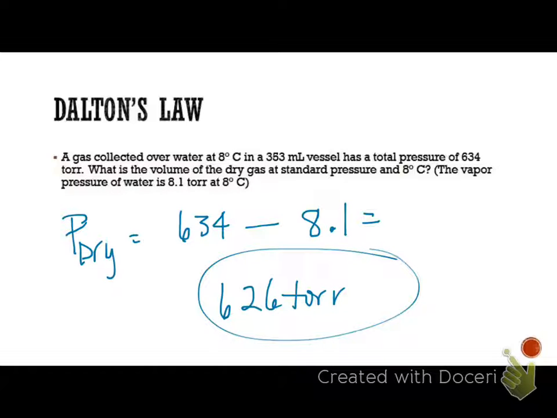There you go. So write that down so when you go back and look at it, you don't go, oh, where did that 8.1 come from? So in parentheses, write vapor pressure of water is 8.1 torr at 8 degrees Celsius. And I looked that up. I didn't make it up. I didn't memorize it. I just went to a table.